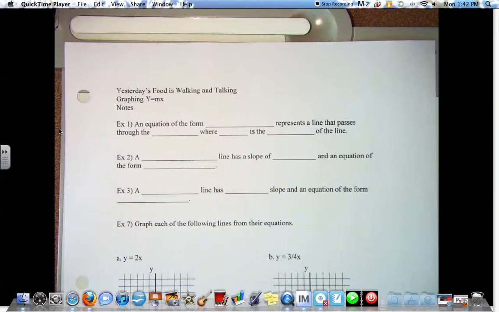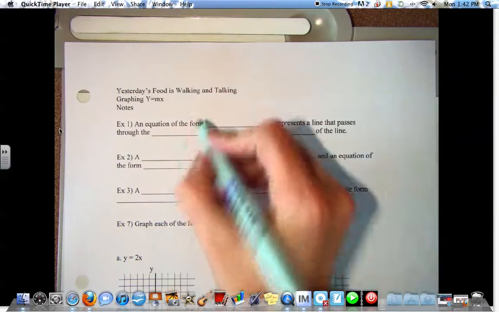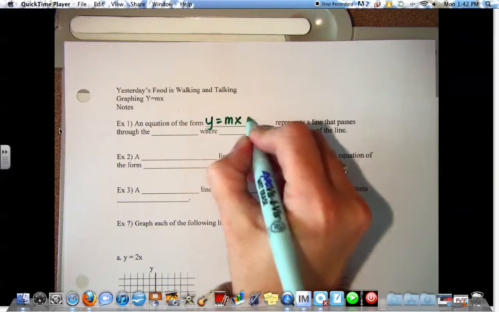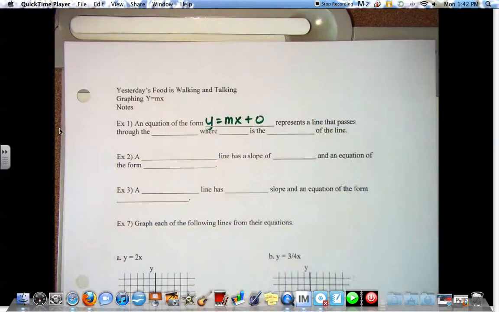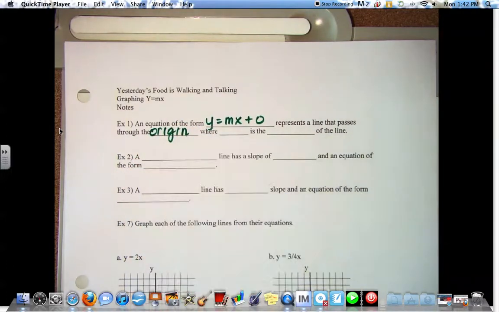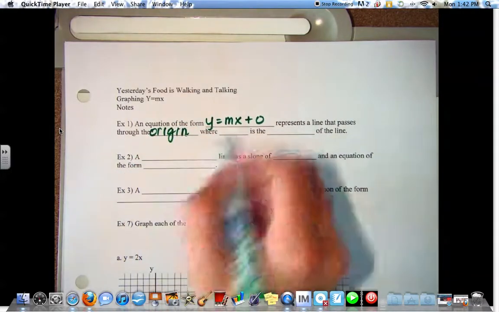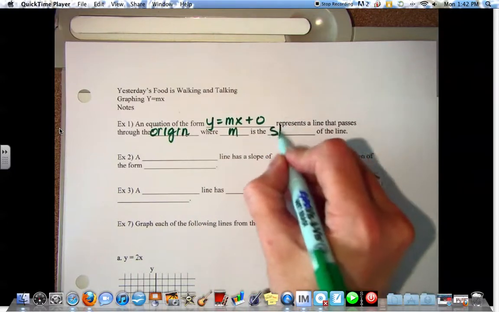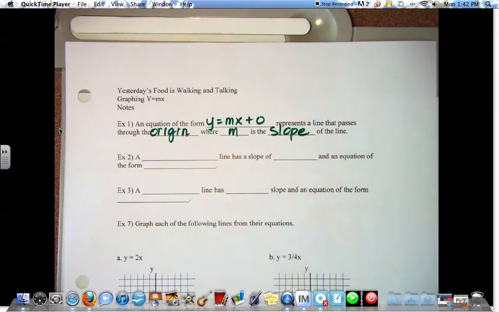All right, an equation of the form y equals mx plus 0 represents a line that passes through the origin, where m is the slope of the line.